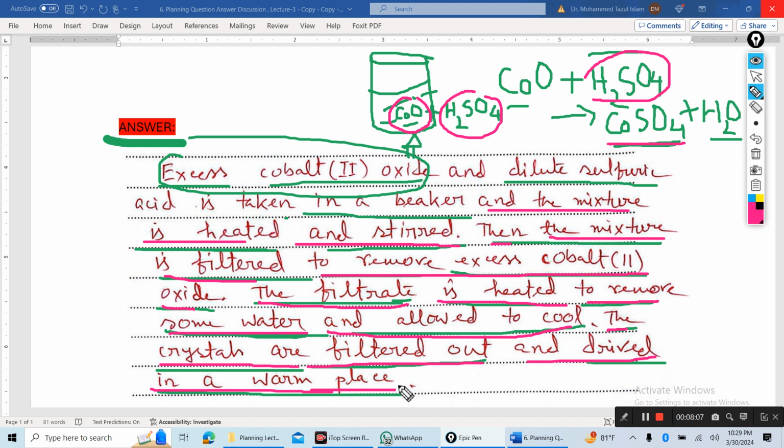This is the planning method for how you can prepare cobalt sulfate crystals from cobalt oxide and dilute sulfuric acid.